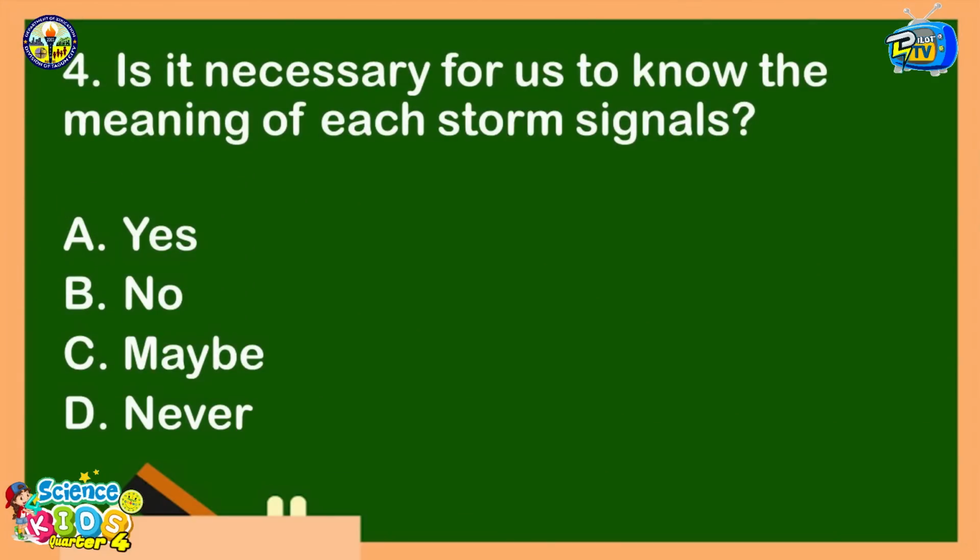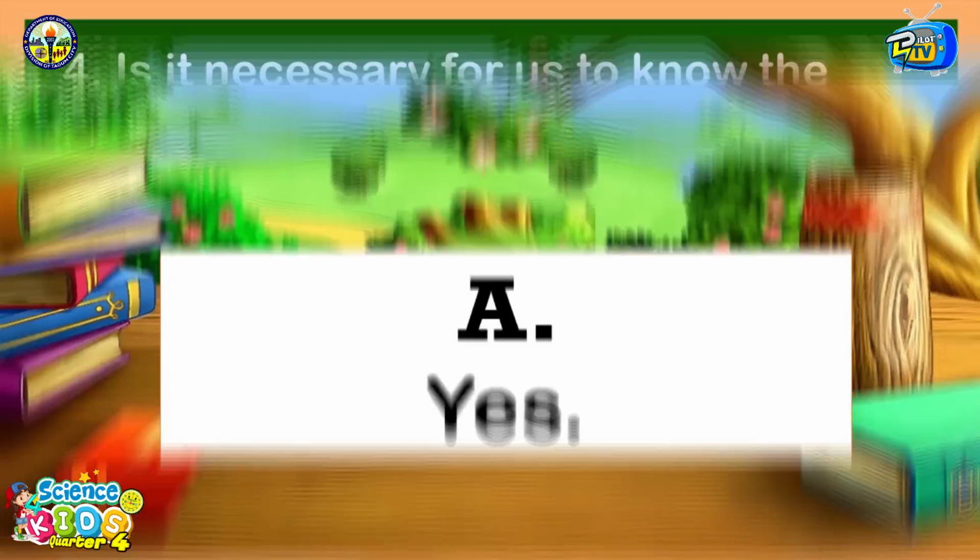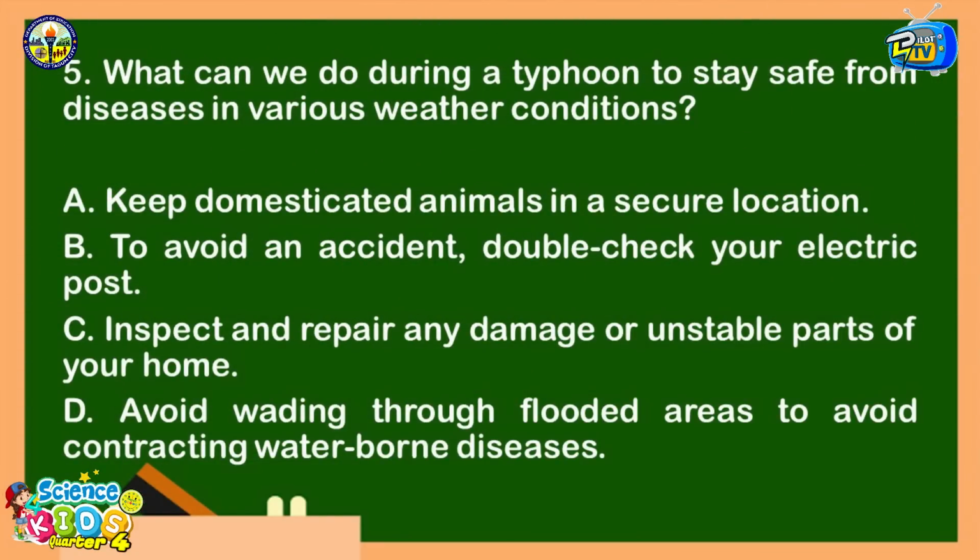Number 4. Is it necessary for us to know the meaning of each storm signal? A. Yes. B. No. C. Maybe. D. Never. Time is up. What is your answer? Awesome! Keep going. It's letter A, yes.